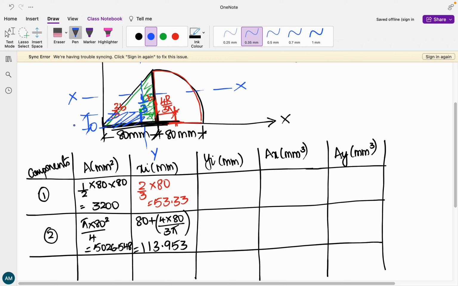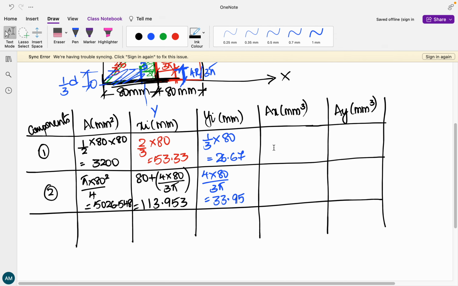Now coming to yi, this is where the area is going to be more, hence this is 1/3 of d. 1/3 of depth, which is 80 mm, so this is 26.67. Coming to the quarter of a circle, this distance is also going to be 4r by 3 pi itself. So this is 4 into 80 divided by 3 pi, that is 33.95 mm.